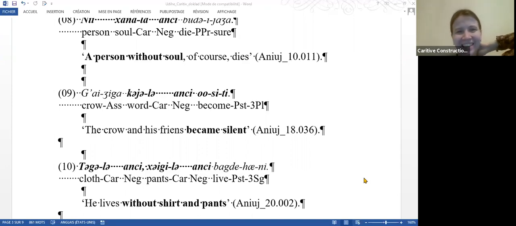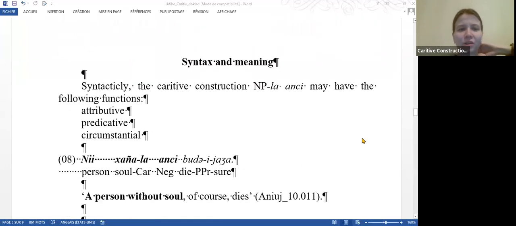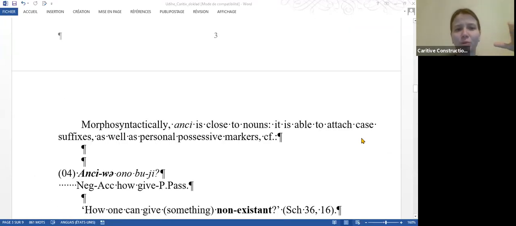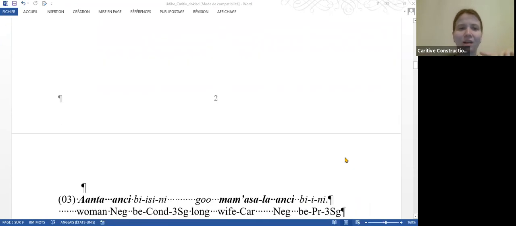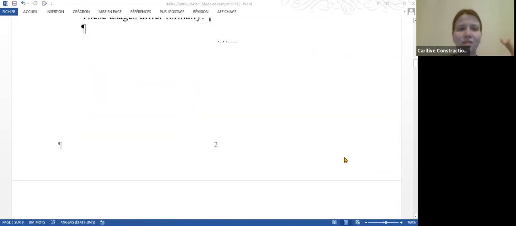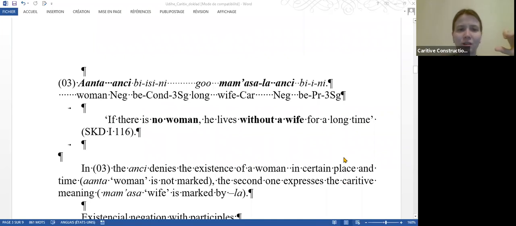Okay. So for me, it would be interesting to look at these examples with anchi, without la, whether they express the negation of possession or something else. Because I thought that this la is a kind of marker of possession and not a caritive marker. And I would expect that this la would appear also in negation of possession. But maybe I'm wrong.